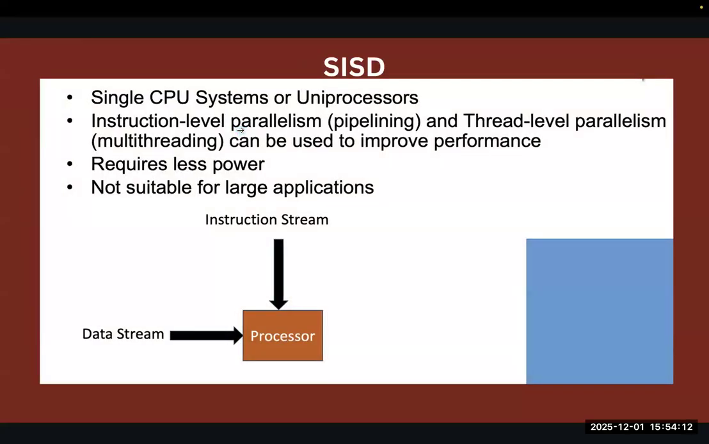So, in SISD, only one instruction stream and one data stream exist. Performance improvements come from techniques like pipelining and multi-threading. But overall scalability of this is very limited. It uses less power but isn't suitable for large applications which require parallel execution.